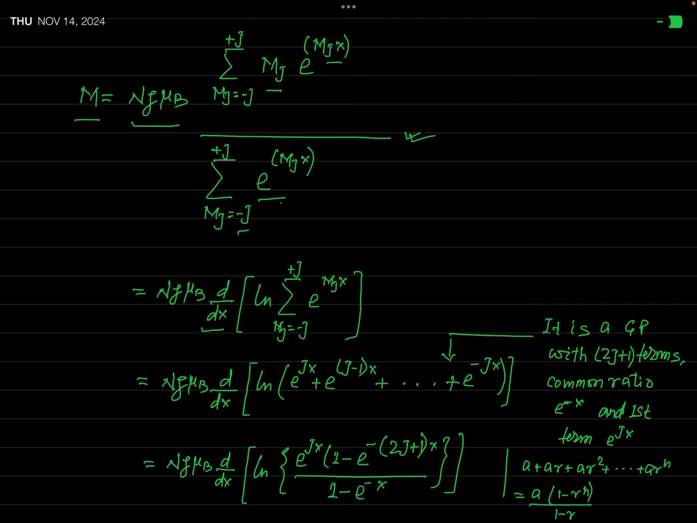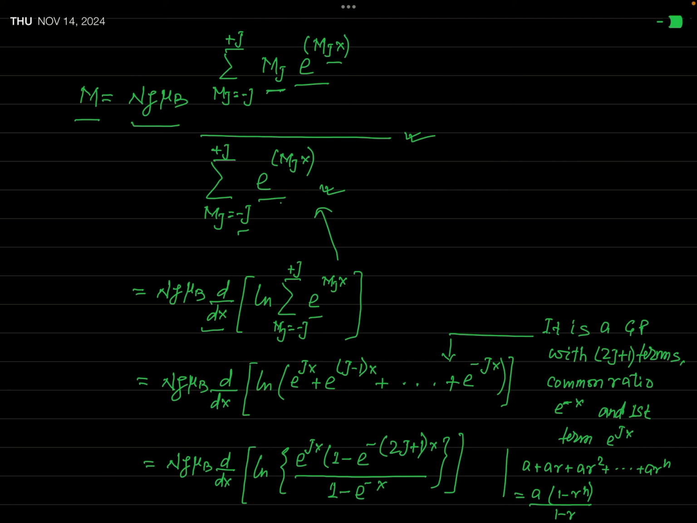Because you know, derivative of log of this much will be 1 over e to the power mjx, which is the factor in denominator. And then we will differentiate this e to the power mjx. That will be equal to mj times e to the power mjx. So you can check that this d dx operated on log summation over mj from minus j to j e to the power mjx, that is simply equal to this much. Okay? This is very, very simple differentiation.